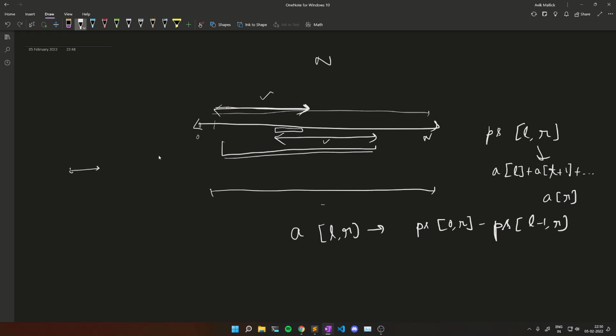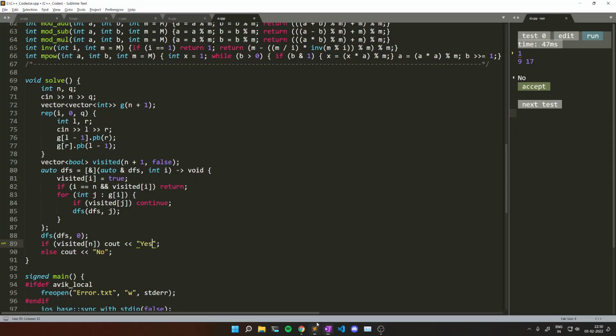So for a given range, if somehow we can get the value of prefix sum up to I minus 1, we can use this value, combine it with our current range, and get the answer up to this point. Thus we have to check whether it is possible to traverse from 0 to index n using the given ranges. So how can we do that?